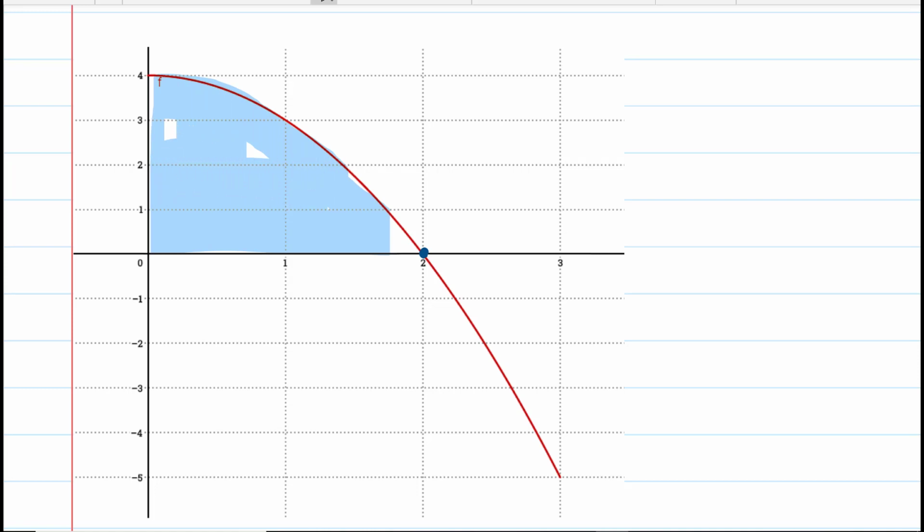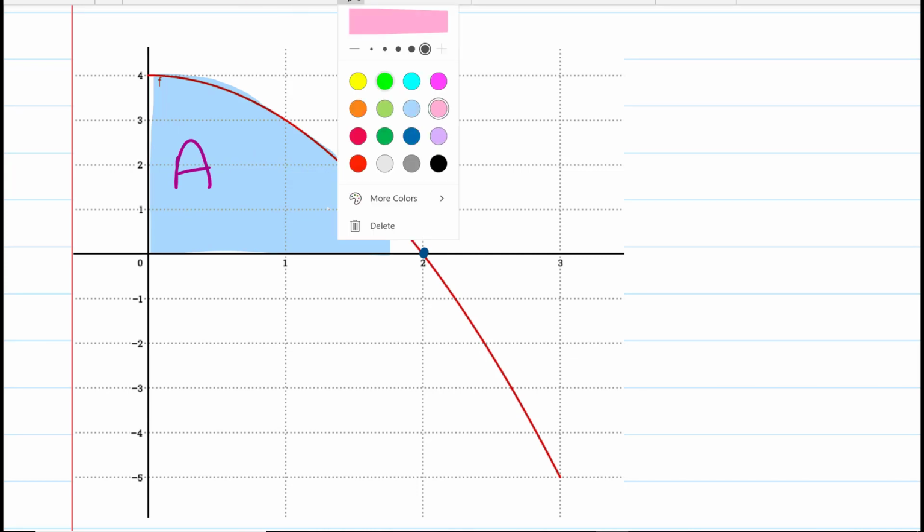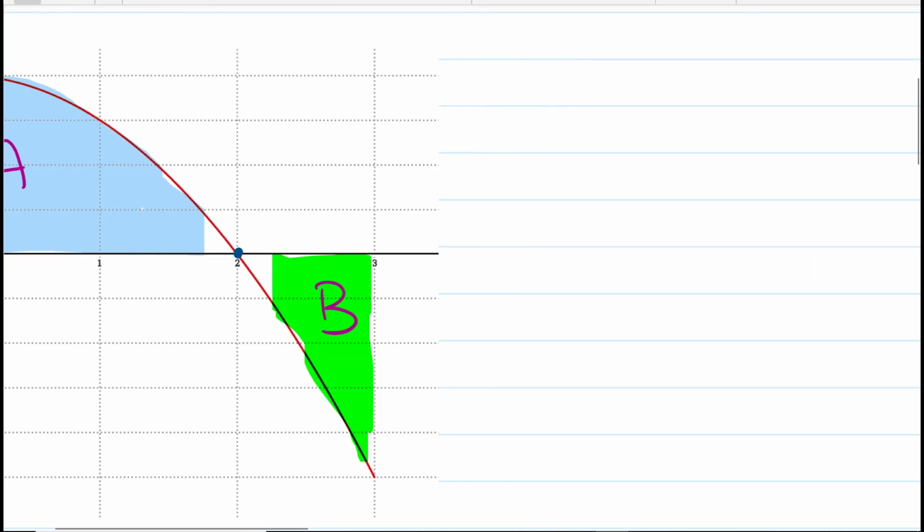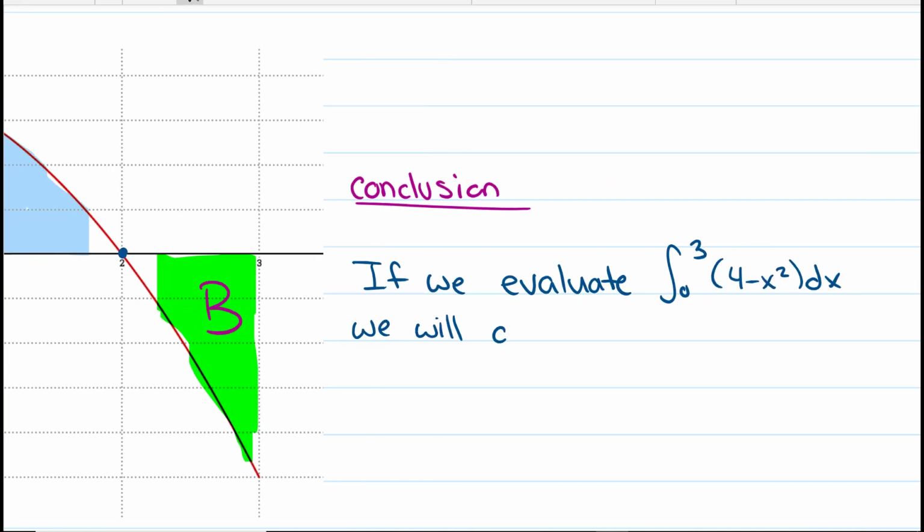And what we're actually looking for is this area, and we'll call it area A. And then we're going to add it to this area, which we'll call area B. If we take the integral from 0 to 3, we will actually get the area A minus the area B, because an integral takes into account the negative and subtracts it off.